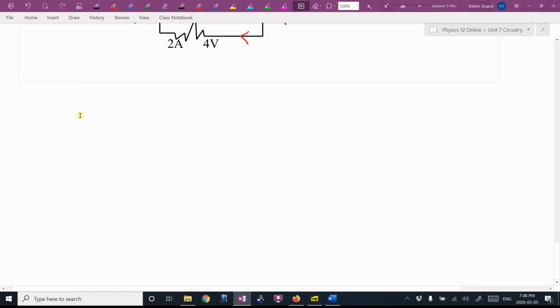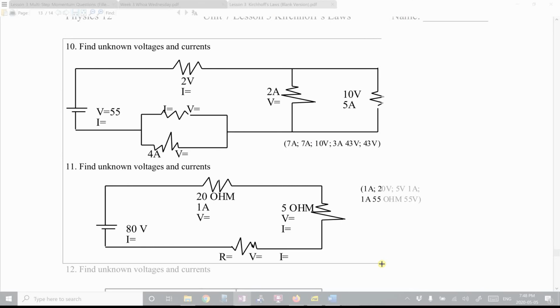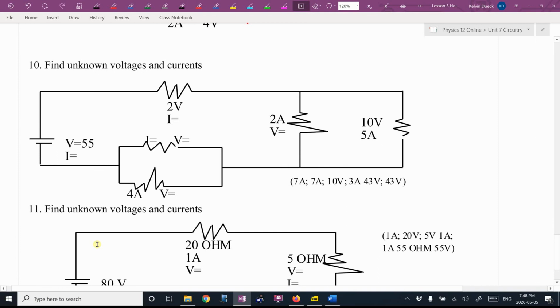Number 10 and number 11. Cool. Number 10. Label downhill. Try and find total current.